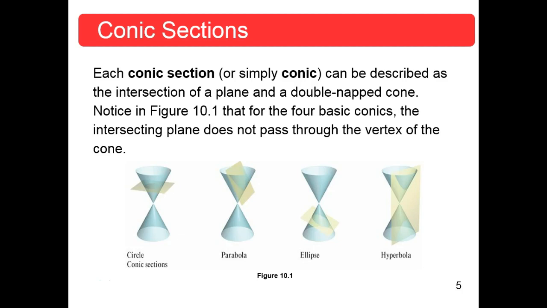Now, and sort of by definition, a cone makes a circle, okay? For a plane, okay, so a conic section is described as the intersection of a plane, some plane, with a double-napped cone.